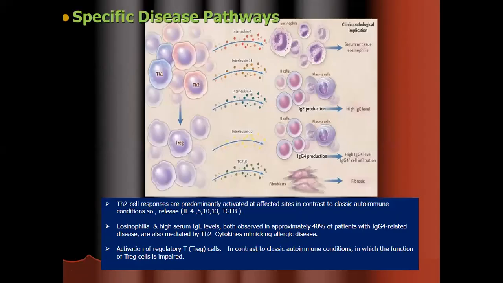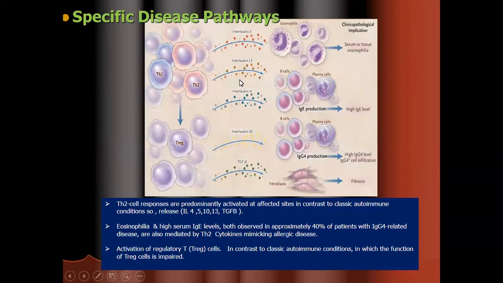What are the specific disease pathways? Actually, IgG4 related disease has unique pathways that are not typical for autoimmune disease, not typical for allergic disease. For example, the T helper 2 responses are predominantly activated at the affected sites, in contrast to classic autoimmune conditions. In classic autoimmune disease, there is predominantly activated T helper 1 activity. But in this disease, it is T helper 2. That's why there is a release of interleukin 5, 4, 10, 13, and TGF beta. Interleukin 5 will lead to stimulation of eosinophils, leading to serum or tissue eosinophilia, which is present in a good sector of IgG4 related disease.